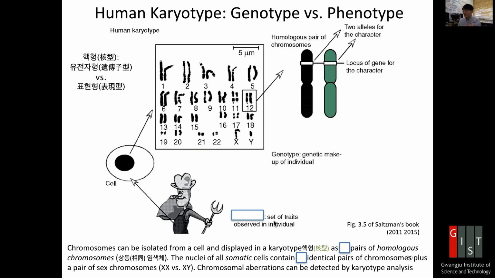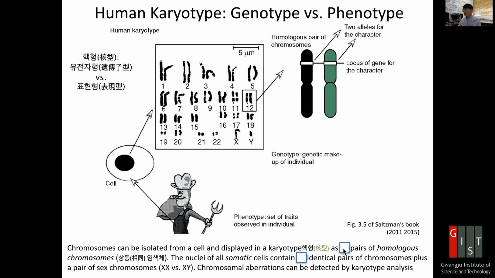But the observable traits in an individual are called phenotype. So genotype versus phenotype is a very important discussion in genetics. And there are still things we do not understand. Some people argue that every disease will be a genetic disease, which has its own foundation too.